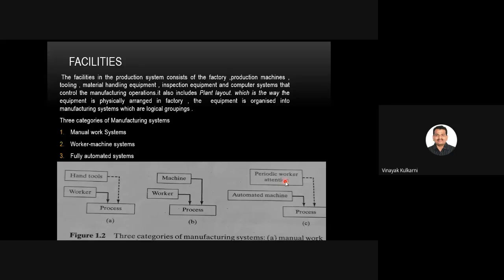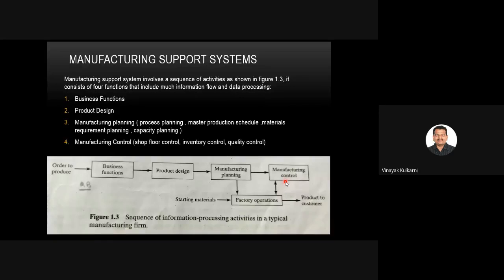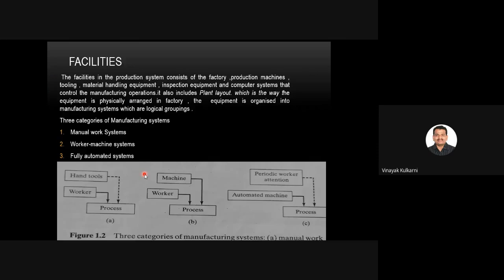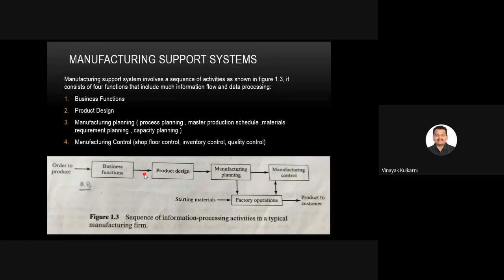So next one, manufacturing support systems. Here we discussed what the facilities and manufacturing systems are; this will be discussed later. Now we are coming to manufacturing support systems. A manufacturing support system involves a sequence of activities as shown in the figure. You can see this figure.